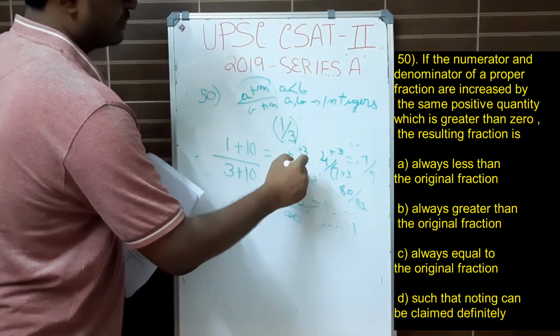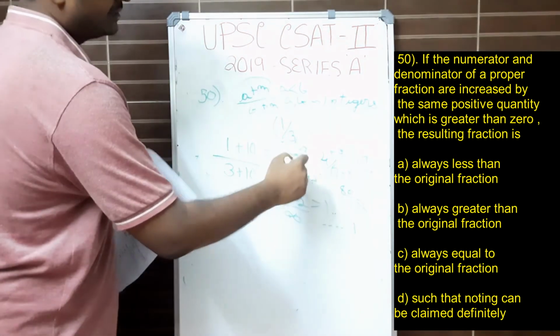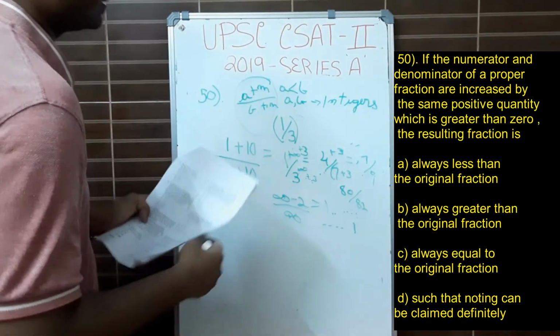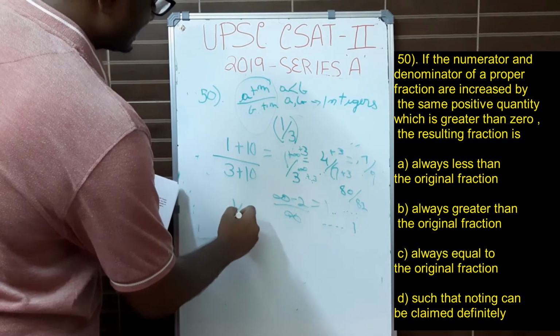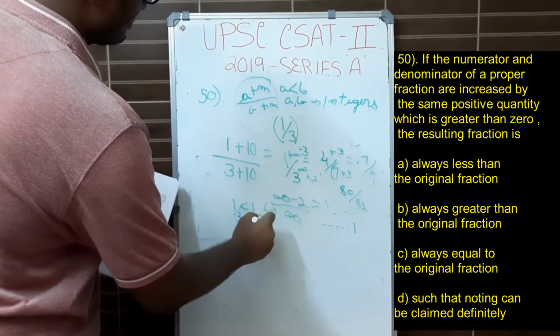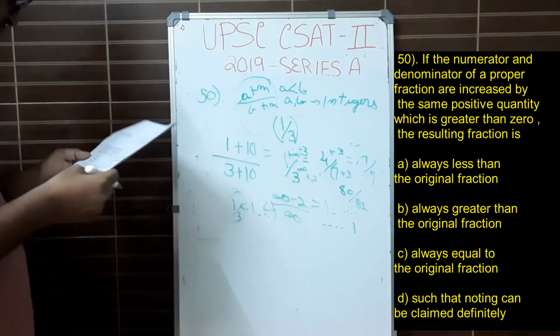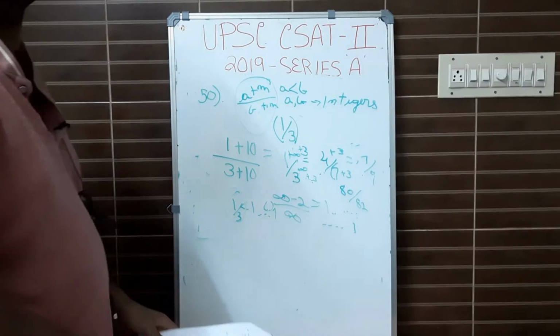As the number you add on the numerator and denominator increases in its value, this proper fraction will tend to reach 1. And a proper fraction is always lesser than 1, but it is attempting to reach 1. So the resultant value will always be greater than the original fraction. Okay, so B is the right answer here.